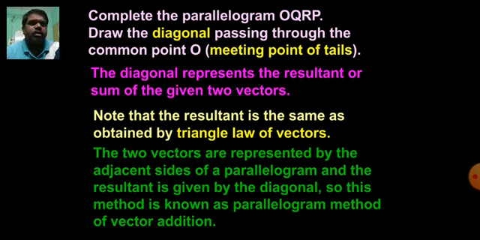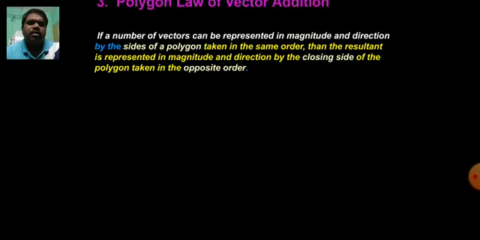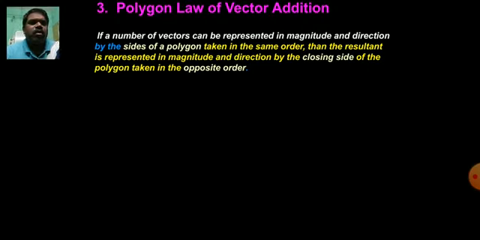The two vectors are represented by the adjacent sides of a parallelogram and the resultant is given by the diagonal. So this method is known as the parallelogram method of vector addition. So the third one is the polygon law of vector addition. If a number of vectors can be represented in magnitude and direction by the sides of a polygon, you know about polygons: a simple closed figure made up with the help of 3 or more line segments is said to be a polygon. Triangle is also a polygon. Even quadrilateral is also a polygon. Pentagon is also a polygon. So you all are familiar with it.